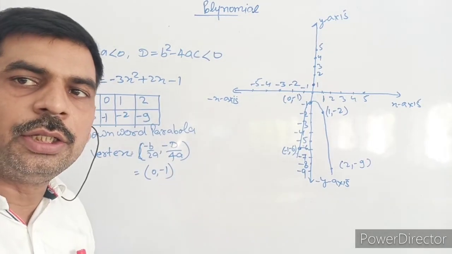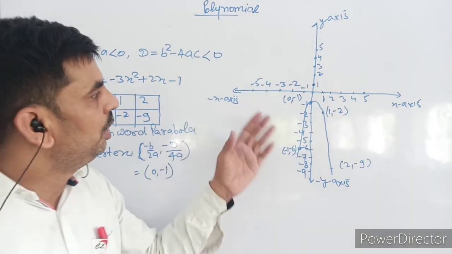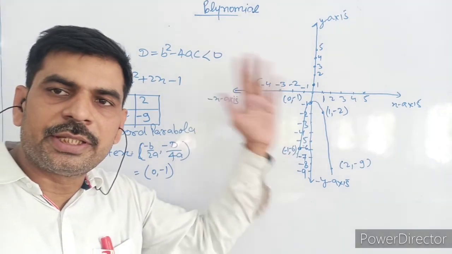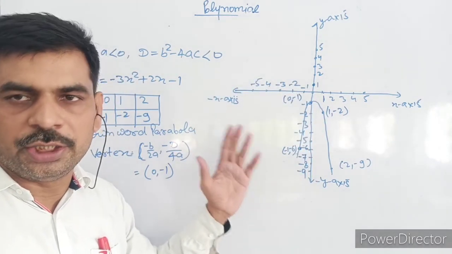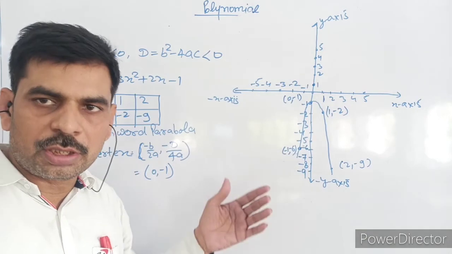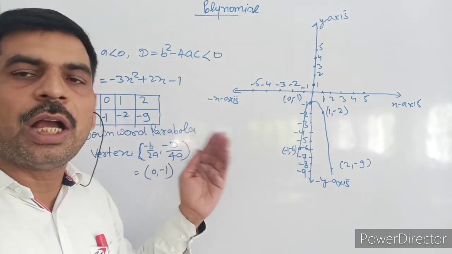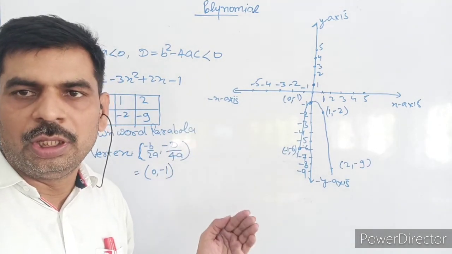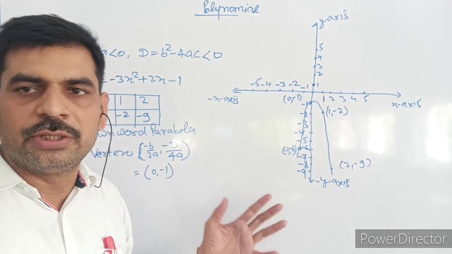Okay, this is the graph based on the six cases of the quadratic equation. Now we discuss zeros of the polynomial and the coefficients relation.